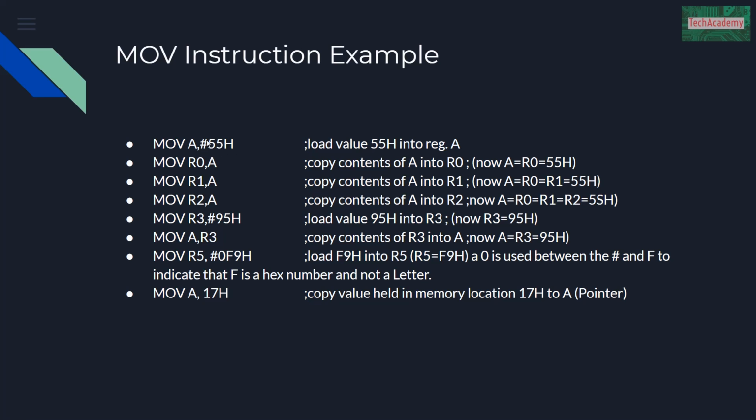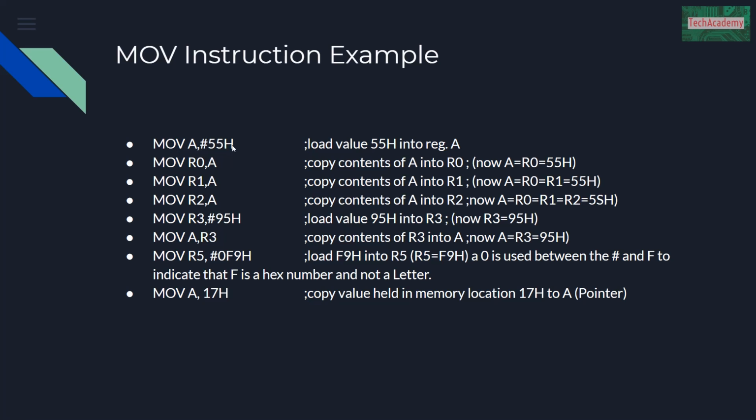The hash here tells us that this is immediate data. This is not a register or anything else. This is the immediate data which we can directly move, or copy, into the accumulator. When we execute this instruction, the accumulator will hold 55H, that is 55 in hex. This is called immediate data transfer. So, MOV A comma hash 55H.